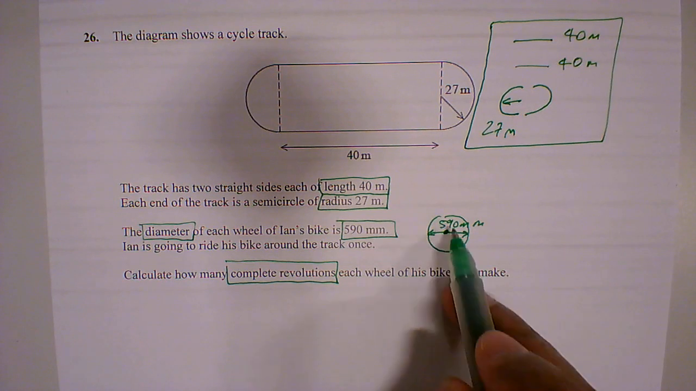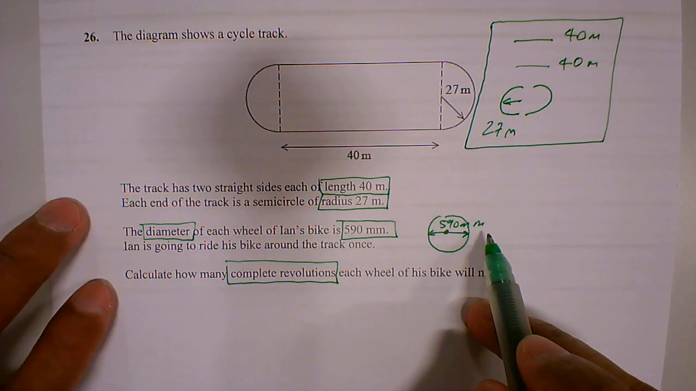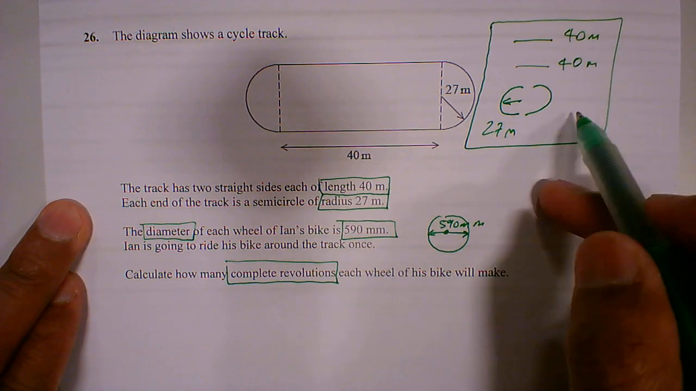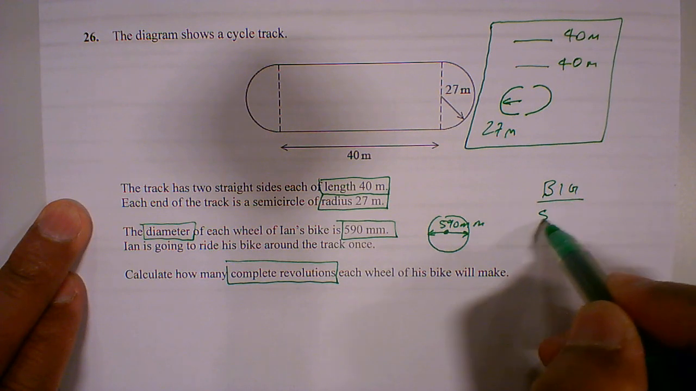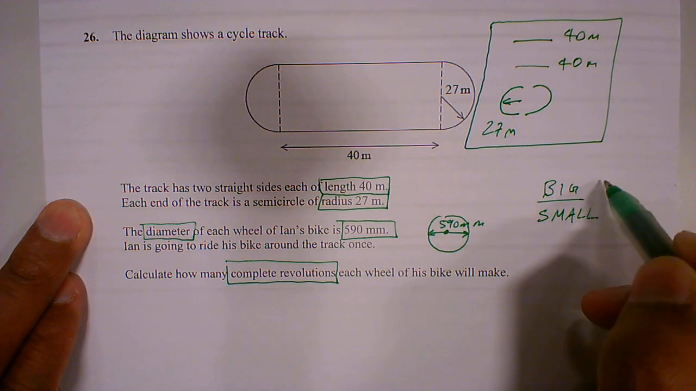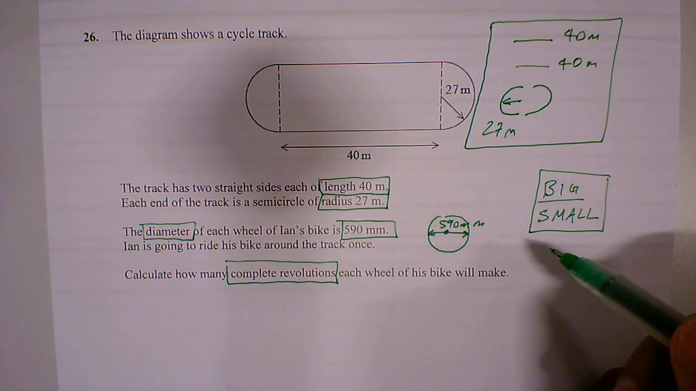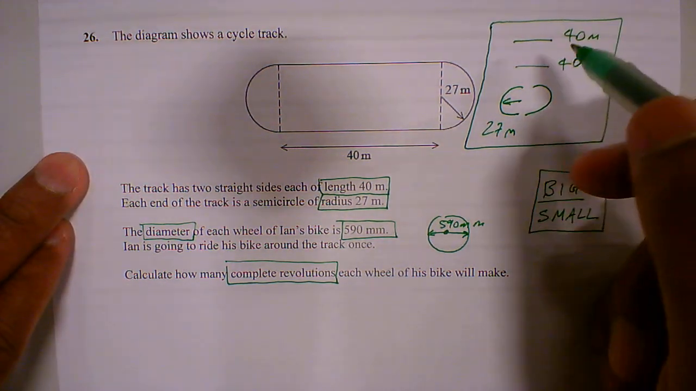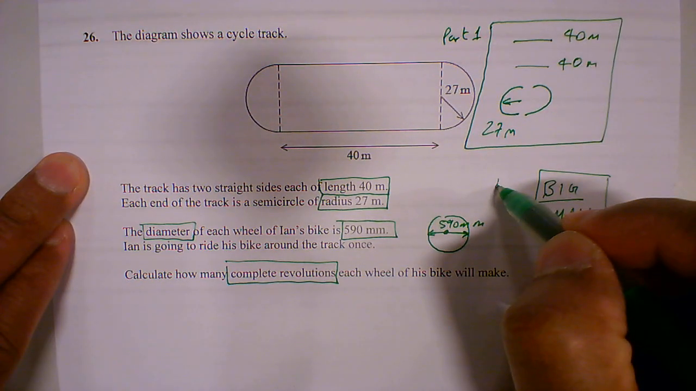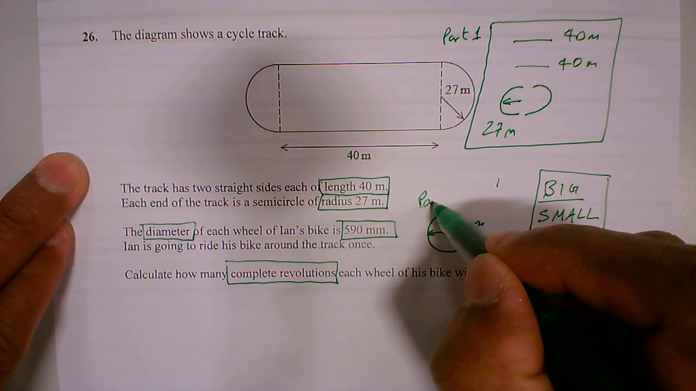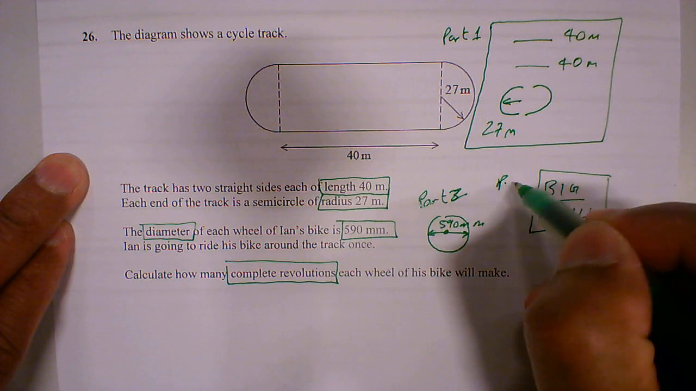Then I've got 590 millimeters. And I'm asking how many of this goes into that, which is a division. So I've got a big number divided by a small number. How many goes into the other? So this is what I'm looking at. This is my part 1. This is my part 2. And this is my part 3. Part 2 and part 3.